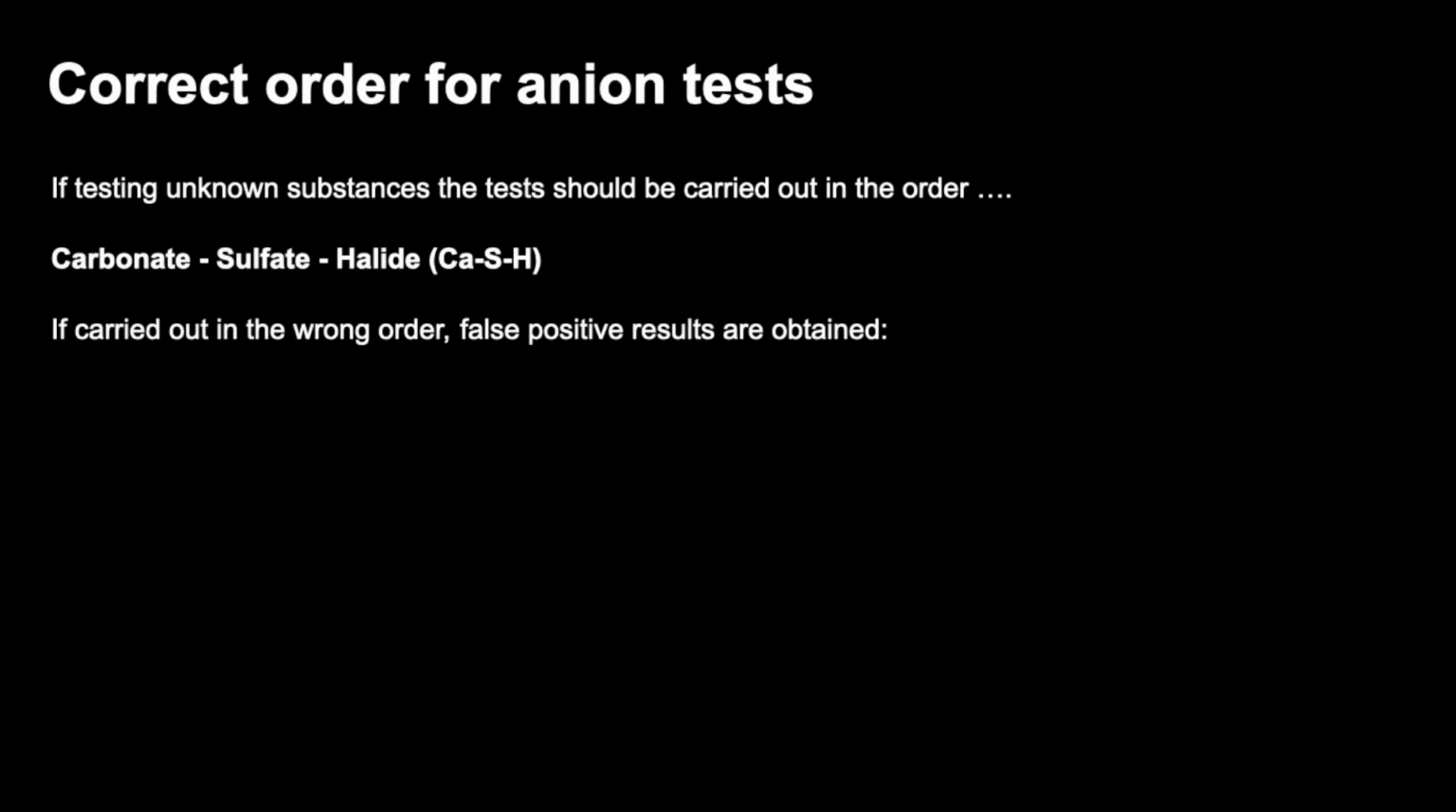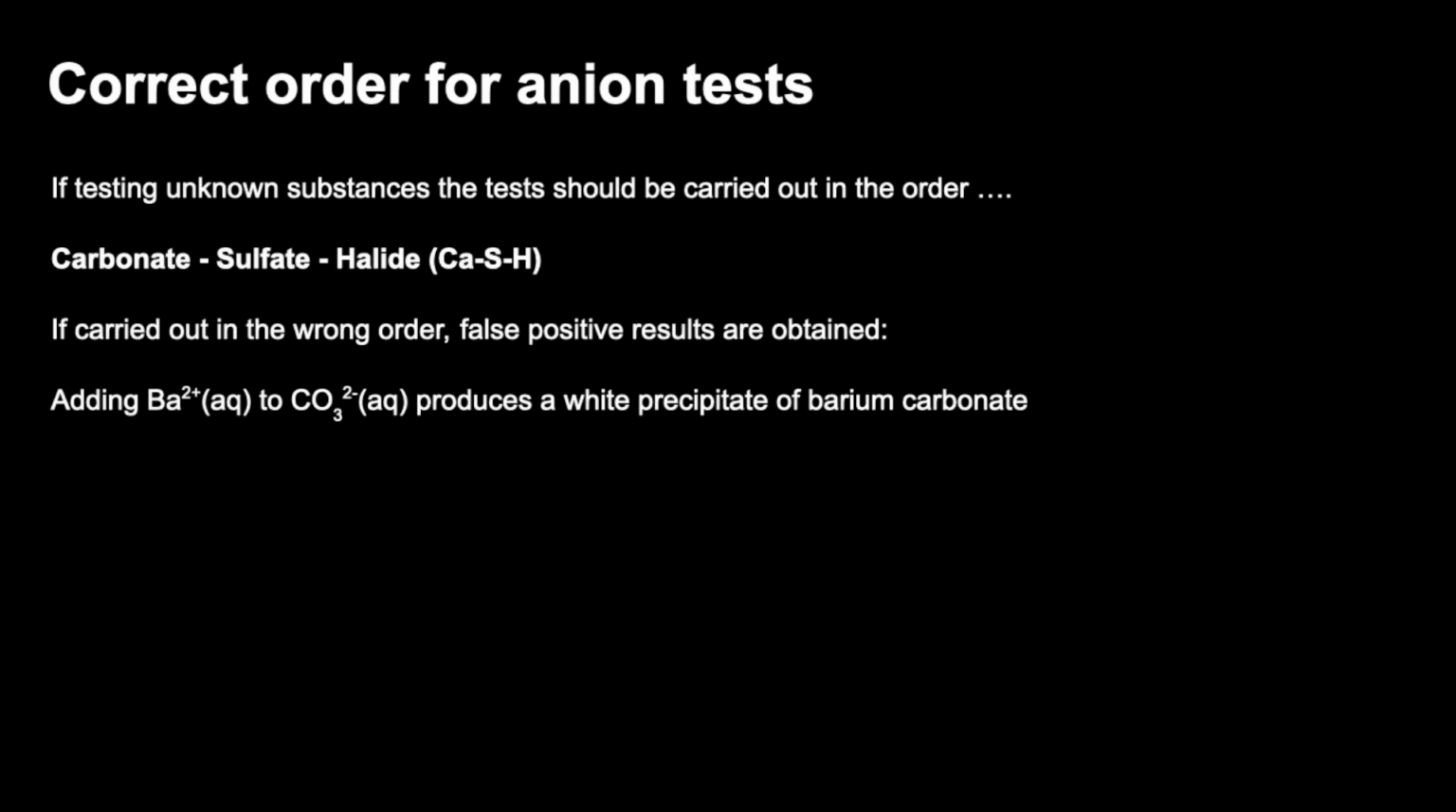We'll just look at some scenarios if you carry out the tests in the wrong order. You get these false positive results. If you added barium 2 plus ions to carbonate ions, so you're effectively performing the sulfate test because you're putting barium 2 plus ions in, you're going to get a white precipitate of barium carbonate, but you're going to think that you've got a sulfate because you've added barium 2 plus ions and you've got a white precipitate. But it's actually that reaction that's caused the white precipitate. So that's what we call a false positive.